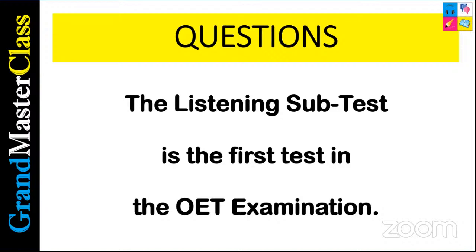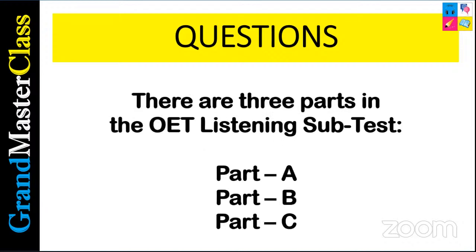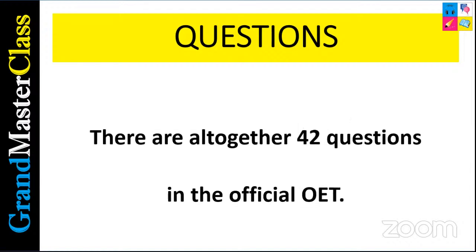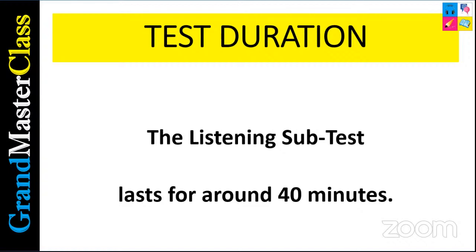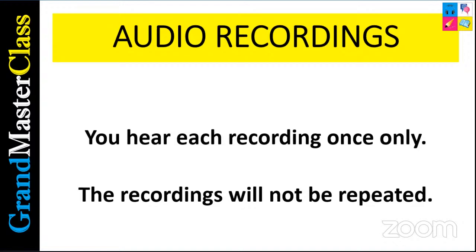So be relaxed. There are 3 parts in the OET listening subtest: A, B, and C. There are altogether 42 questions in the official OET, and the listening subtest lasts around 40 minutes, a little less or more. You hear each recording only once, and the recordings will not be repeated, so be careful. You have to listen only once and catch those. That is the reason why I'm giving you this session, so that you will not miss anything.